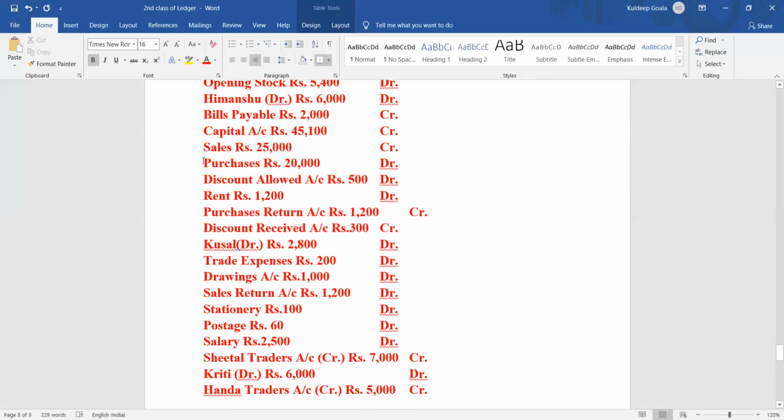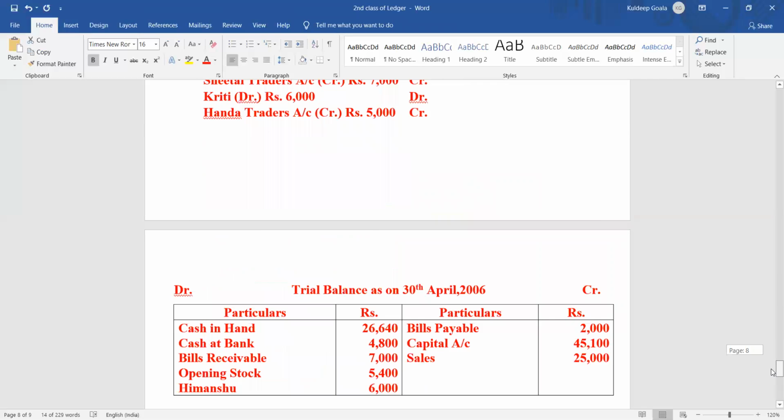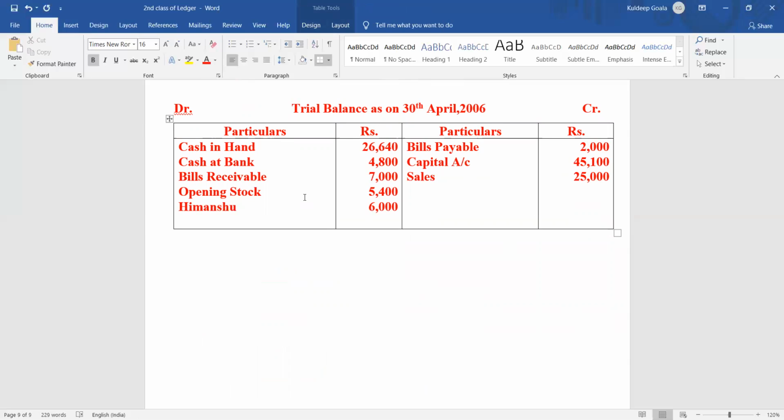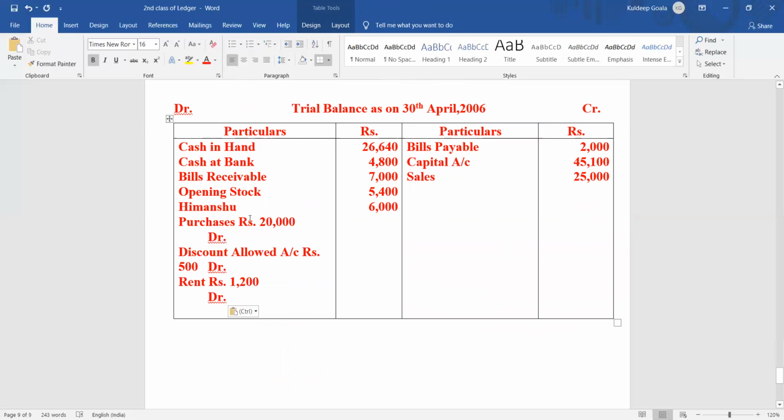Then the purchases, again the debit items, right? So purchase return, purchase account, discount allowed account, and rent, right? Purchase account, discount allowed, and rent. So all are going to appear here in the debit side. So just write down debit items. All the debit items will appear in the debit side.